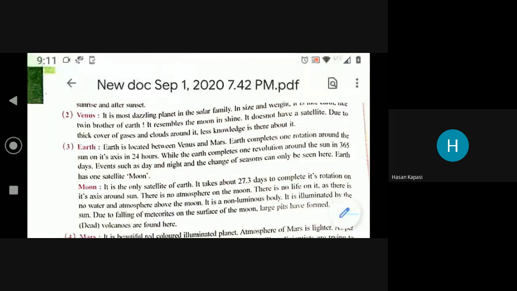First, Mercury. This planet is closest to the sun. It is yellowish in color. Mercury doesn't have an atmosphere or satellite. From the Earth, we see Mercury in the sky for some time before sunrise and after sunset.